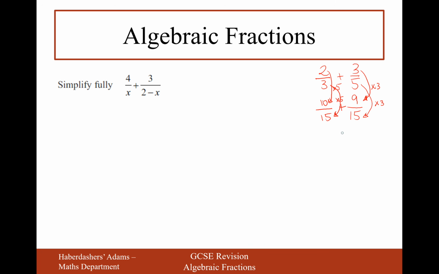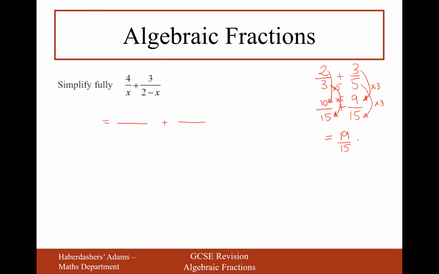And then I can add the two things together. You add the numerators, keep the denominators the same. 19 over 15 is the answer. So what we did there was we multiplied, say, the left-hand fraction by 5. That was the denominator of the other fraction. So that's what I'll do with these two questions here.